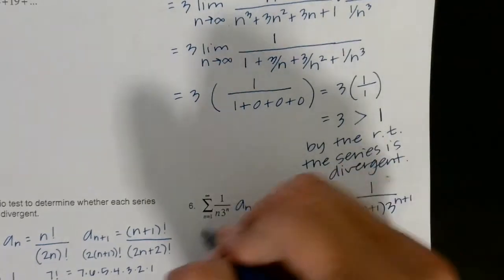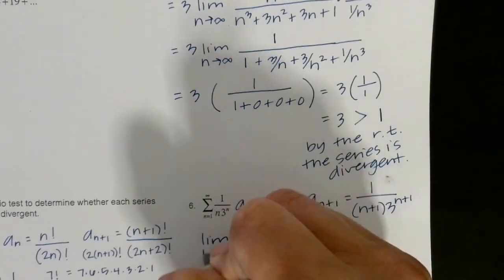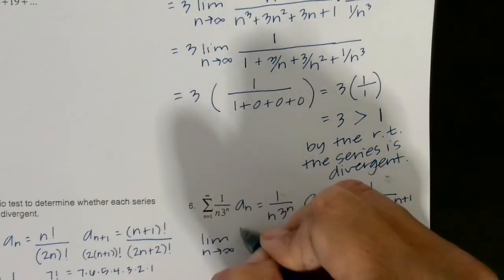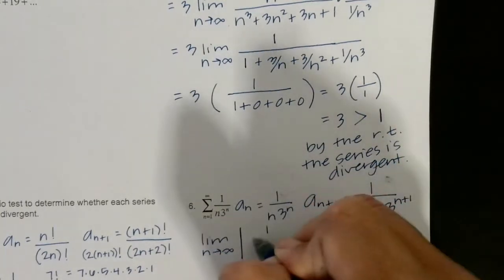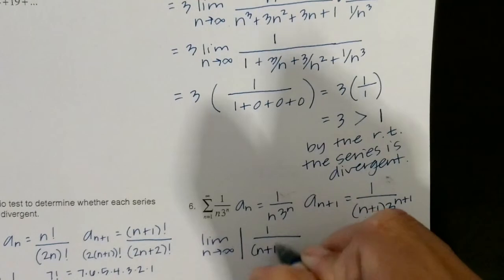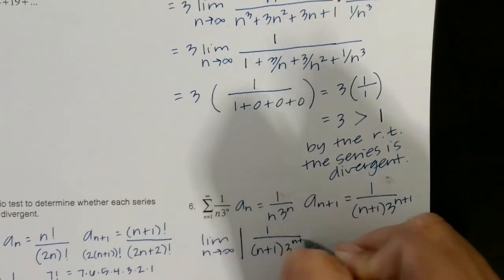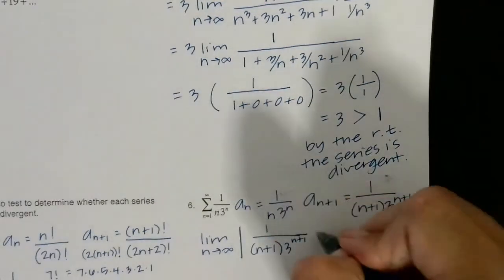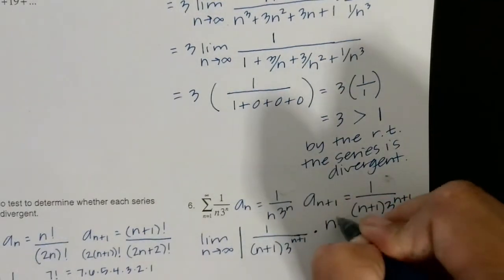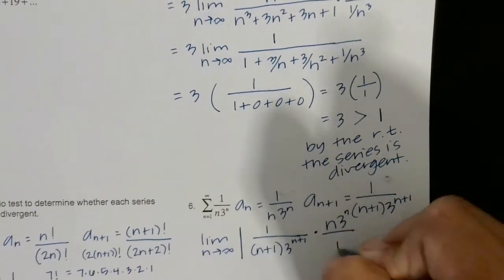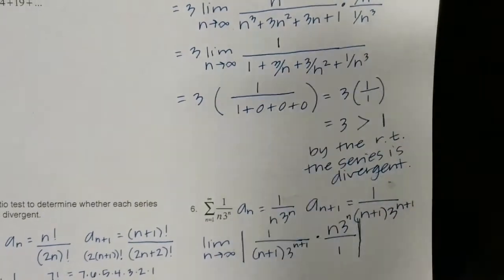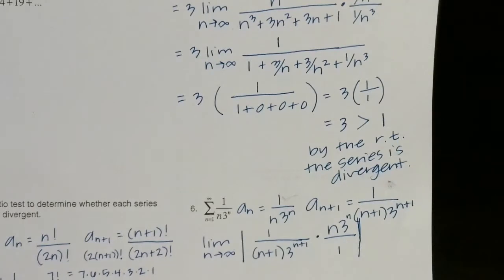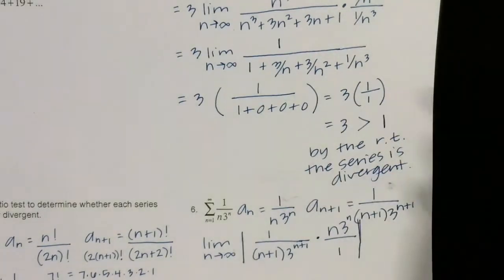Alright, so this one is the limit as n goes to infinity of 1 over n plus 1 times 3 to the n plus 1. And now I see that the 3 to the n plus 1 is in the denominator instead of the numerator, so I'm already kind of watching out for that. And then here's this down here, so n times 3 to the n over 1.